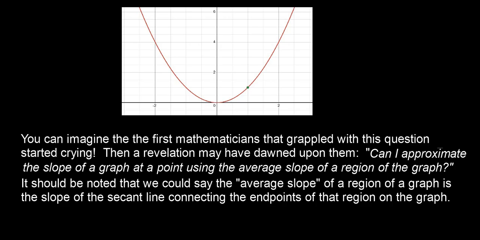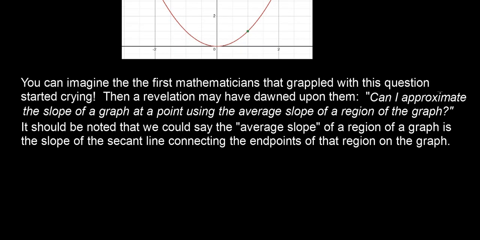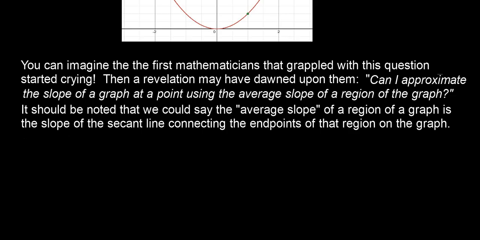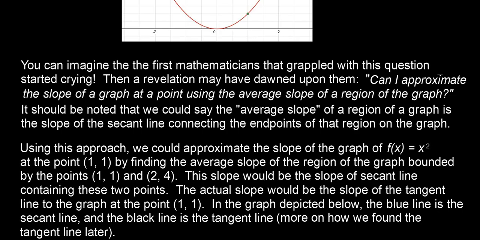By the way, when we talk about the average slope of a region of a graph, it would be the same as measuring the slope of the secant line that connects the endpoints of that region that we're talking about. And I realized just now that I'm using a lot of words when I say that. So I'm going to show you a little bit more what I'm talking about.